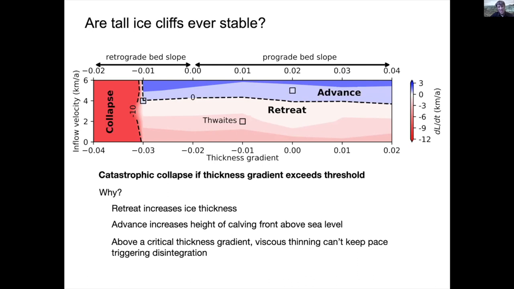Thwaites Glacier is also marked there, where roughly the thickness gradient and the inflow velocity are such that we predict that it would retreat, although perhaps not catastrophically.